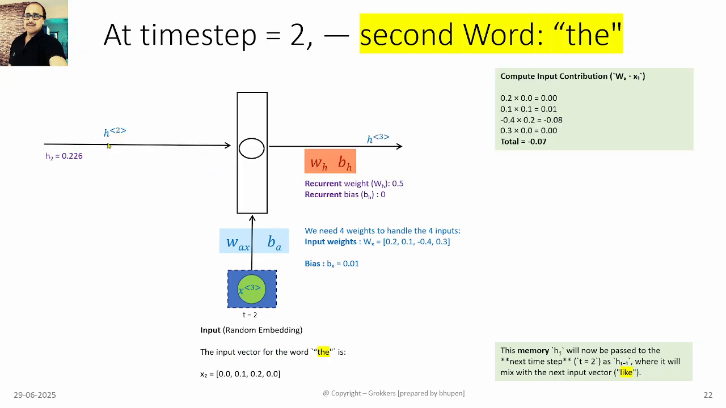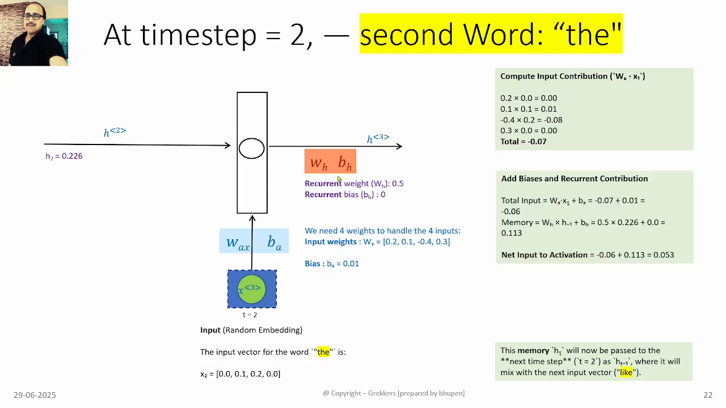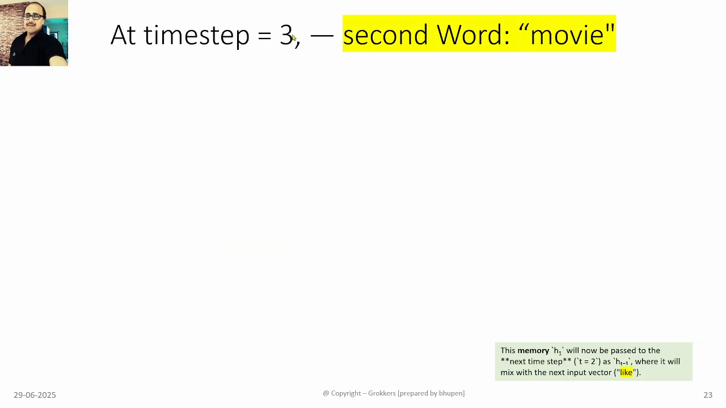And we will process the hidden outcome from the previous step, and we apply the weights and a bias, and you get the net value for the activation function. And this can be the output of the activation function, and that goes to the next step. And let's see the next step. So time step number 3. And the last word in the sentence is movie.